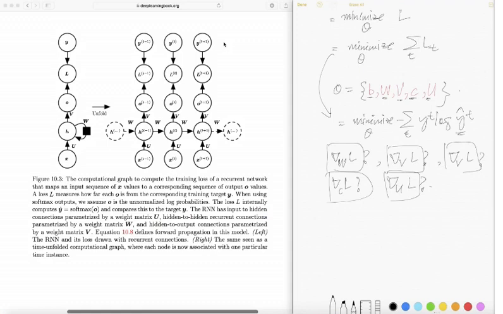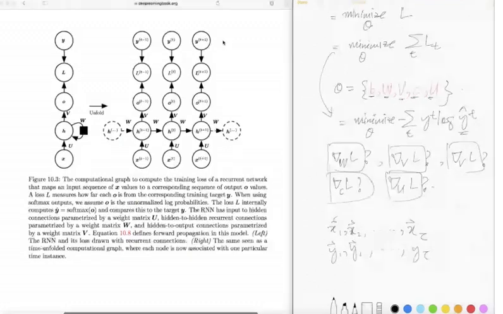I will be given this sequence. During training, you will be given x1, x2, x tau, and the corresponding true outputs, y1, y2, y tau. That's your training data. And given this data, I would like to just minimize the objective function.